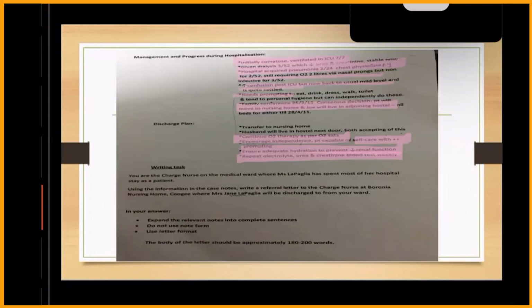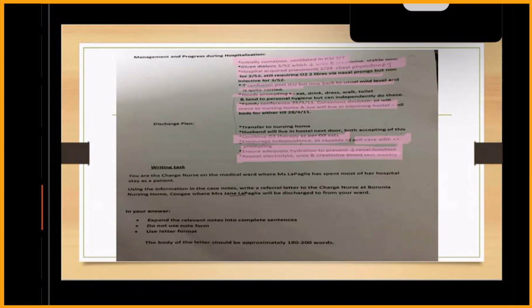I am writing to transfer Mrs. Lapagia, who has been diagnosed with renal failure. She requires continued care and follow-up. Okay. Can I have someone else to discuss this for me?